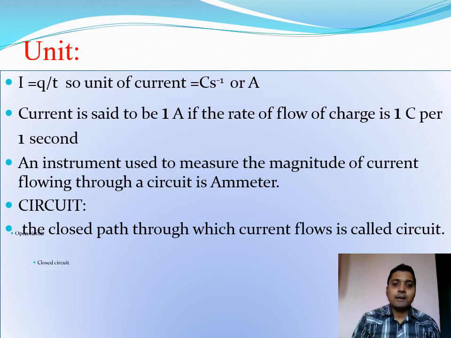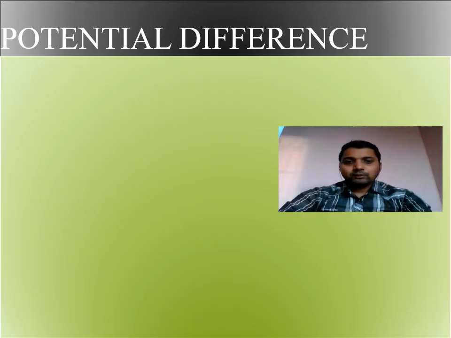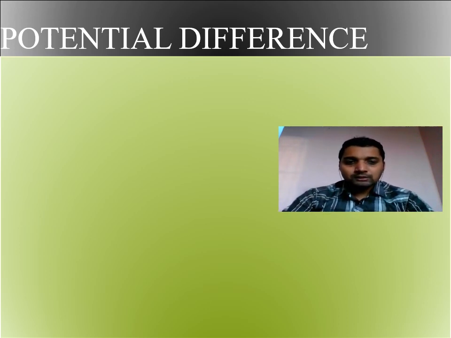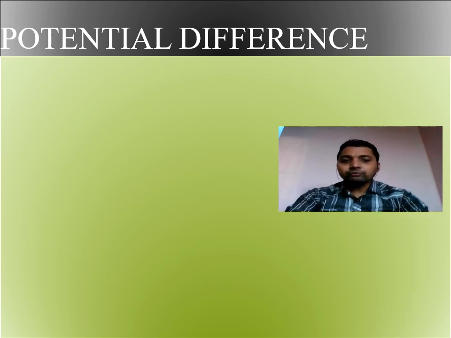This circuit can be of two types: one is open circuit, and one is closed circuit. Open circuit means when there is no flow of current, because somewhere between the source and the receiver the connection has failed. Closed circuit means when the source is fully connected with the receiver and current is able to flow from the source to the receiver.